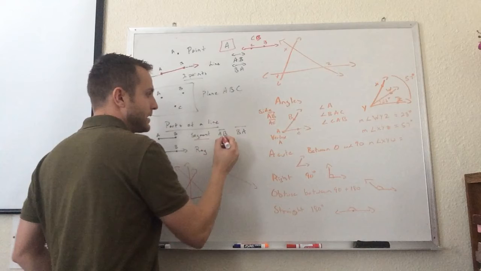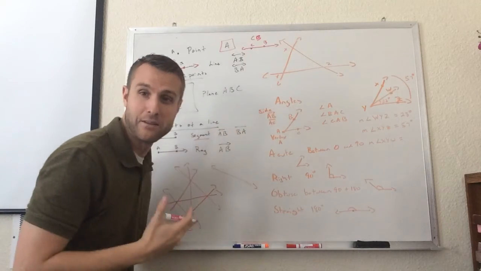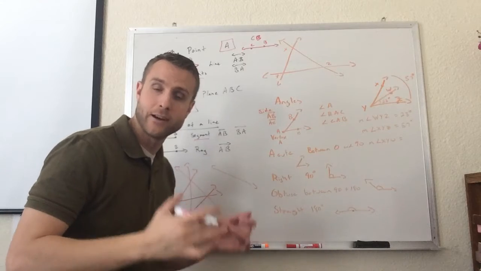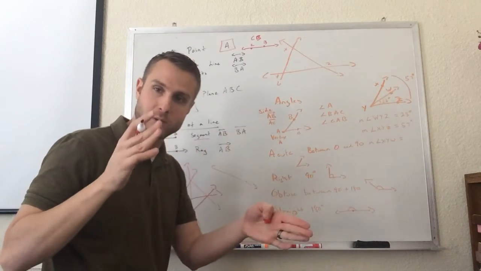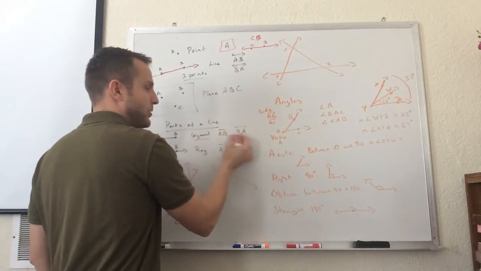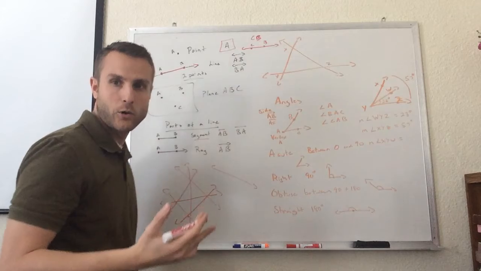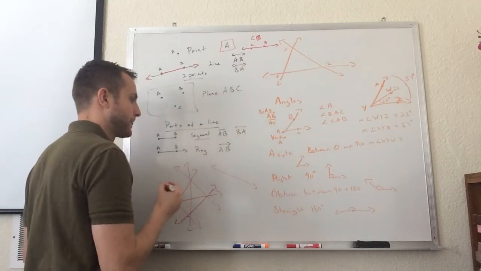In order to show a segment, I do it just like a line, but I do not have arrows. So a segment does not have arrows because it doesn't keep going in either direction. It's just the points between A and B. For both lines and segments, the order doesn't matter because it's not going in a certain order. It's just the points between A and B, so I can write AB or BA.